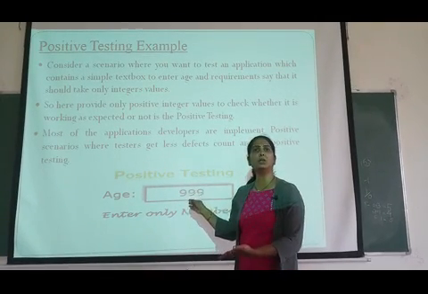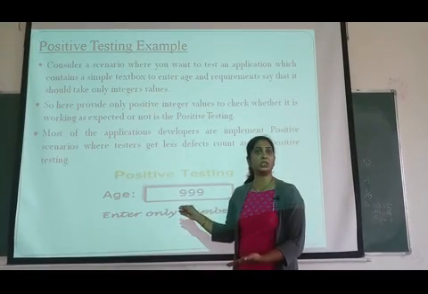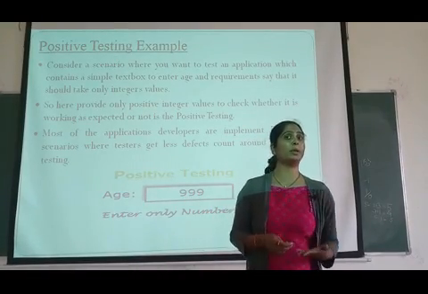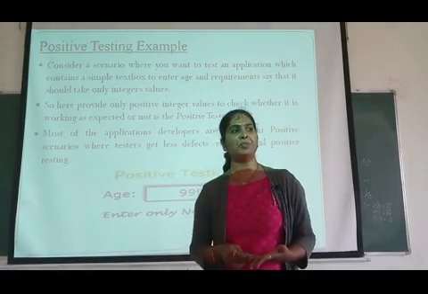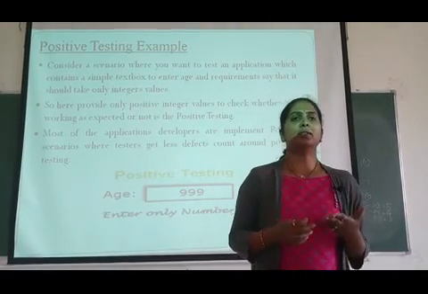Because it is an integer value. Okay, it is an integer value. See where the mistakes are going to be done by the persons. Okay, now this is the simple example.